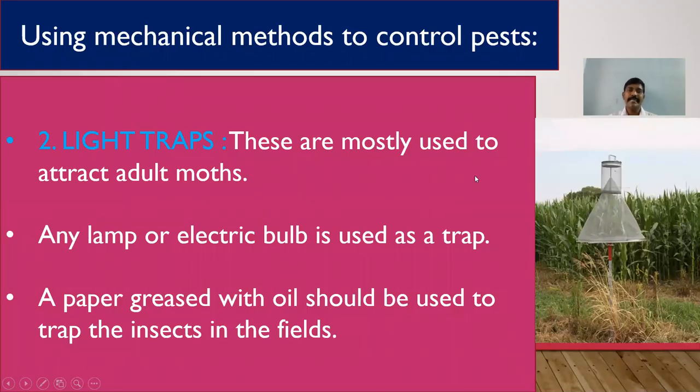Next, light traps. These are the light traps. These are helpful to control the pests. They are mostly used to attract adult moths and butterfly-like organisms. Any lamp or electric bulb is used as a trap. We have to set a light, or a paper greased with oil should be used to trap the insects in the fields. In this method also, we can control the pests. We can increase the yield.